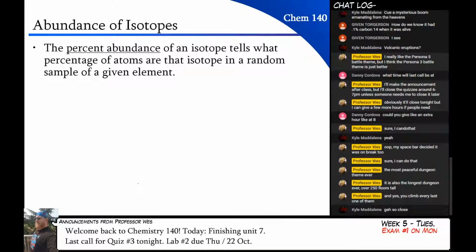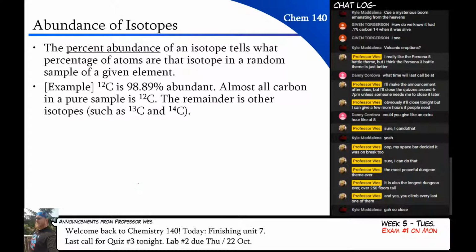What we are going to talk about today is how to calculate percent abundance from numbers on the periodic table and numbers that you can look up, or how to calculate masses or atomic mass. So here's how this works. If I give you a percentage of one of the two isotopes that are naturally occurring, the other one must be whatever is left over. So if carbon 12 is 98.89% abundant, then whatever is left must be the difference, right? So 1.11.